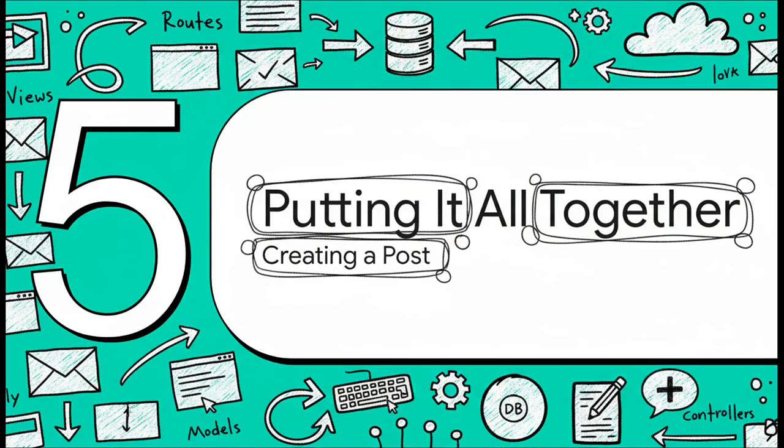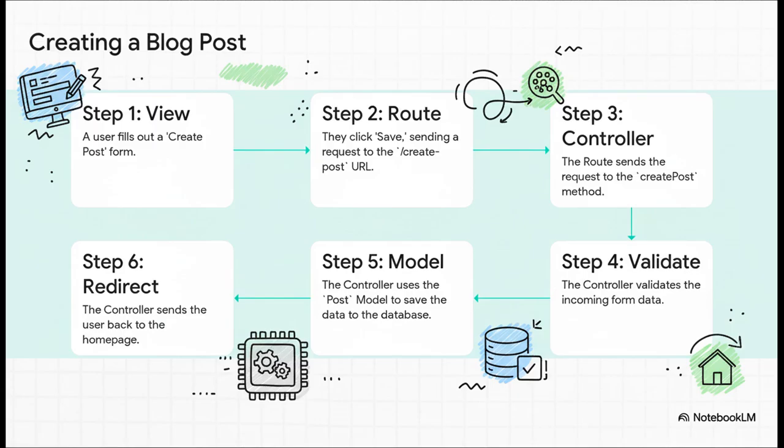Okay, deep breath. We've met all the key players now. We have our routes, our views, our controllers, and our models. Now for the magic. Let's watch them all work together in perfect harmony to do something super common, like creating a new blog post. Just follow the flow here. A user's on a form, that's our view. They type in their new post and hit save.